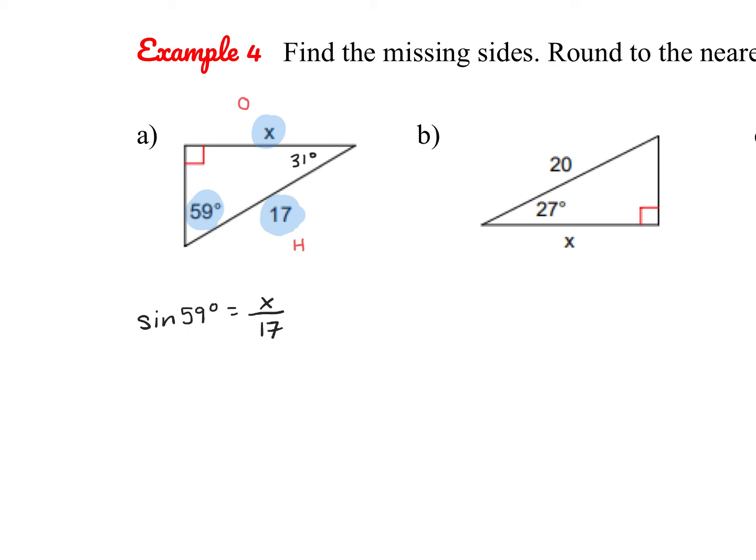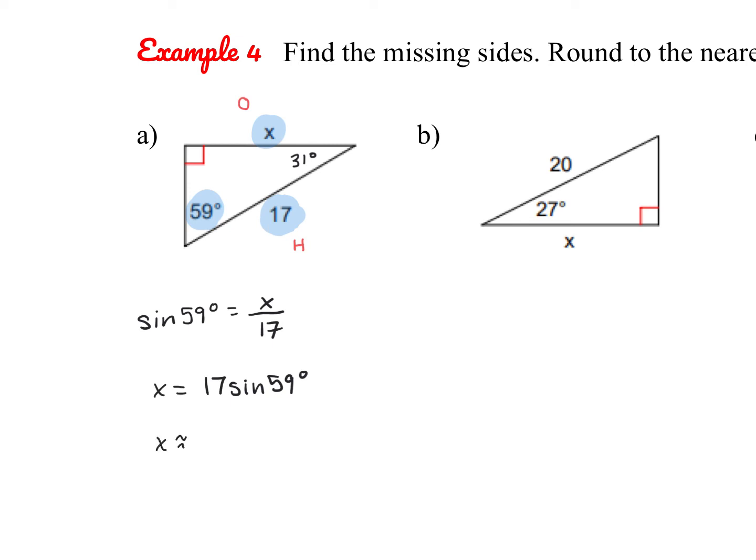If I were solving for x, I would multiply both sides by 17, so 17 times the sine of 59 degrees. I want to point out sine of 59 degrees is just a set value. So when we multiply by 17, the 17 does not go in and multiply to the 59 degrees. Sine of 59 degrees is just some decimal. So you do 17 times the sine of 59 degrees.